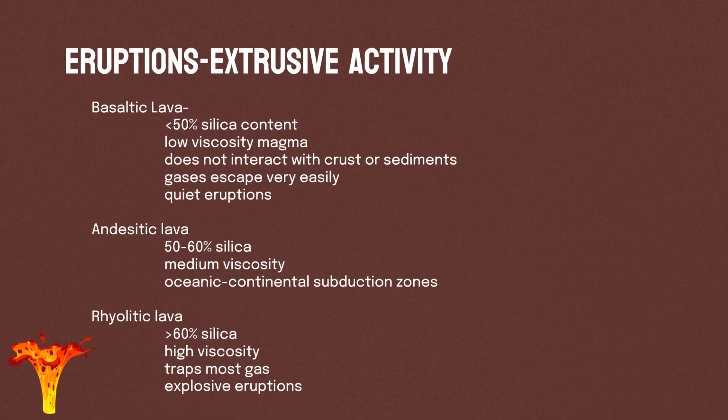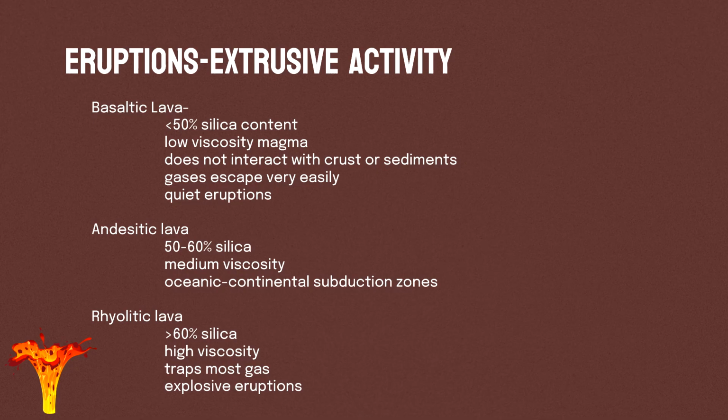So basaltic lava, these are the types of lavas that are commonly found in volcanoes. Basaltic lava has less than a 50% silica content. It has low viscosity magma. It does not interact with crust or sediments as it's coming out of the volcano. And since it has a low silica content, gases escape very easily, and so there are quiet eruptions.